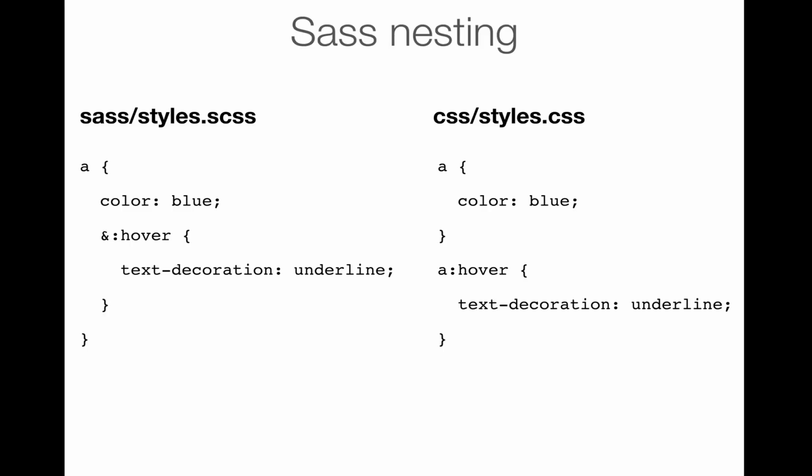So for example, if you're styling a bunch of links on your site and you want to highlight the hover state somehow and add a selector for that, rather than defining two separate selectors like I'm doing on the right here in the CSS file, one for the link itself and one for the hover state, I can just have a single selector with a nested selector for the hover state.